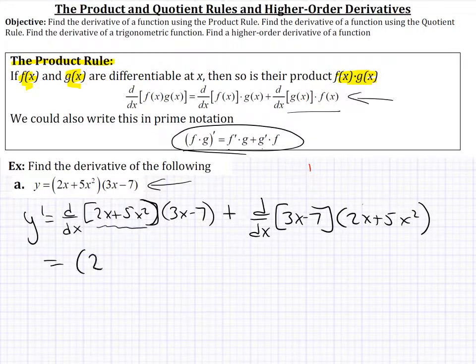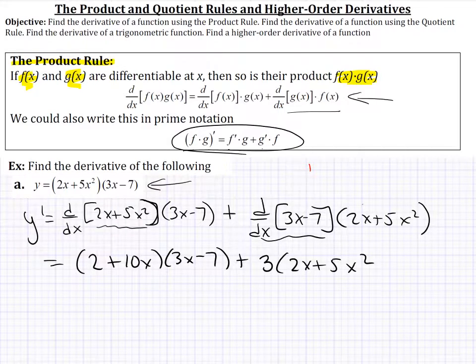It's going to be 2 plus 10x times 3x minus 7 plus the derivative of 3x minus 7, which would be 3 times 2x plus 5x squared. And that is my derivative. Y prime equals this. I'm done taking the derivative, but that's not the answer I'm going to write. We can do better than that. We can simplify this answer, but as far as taking the derivative, that's it.